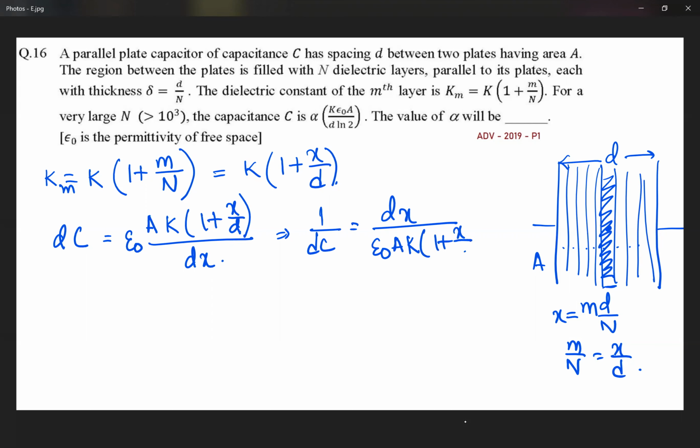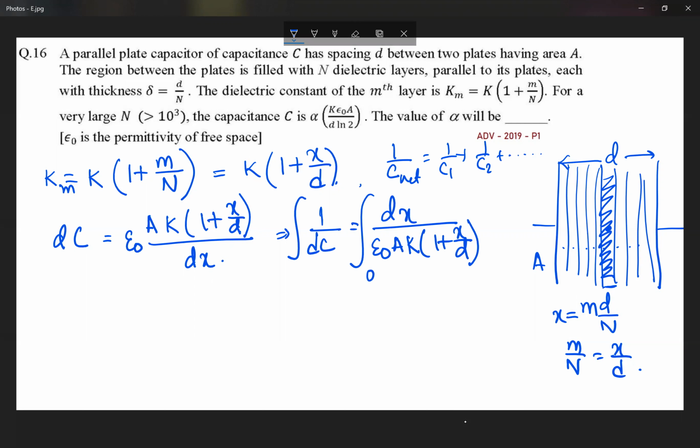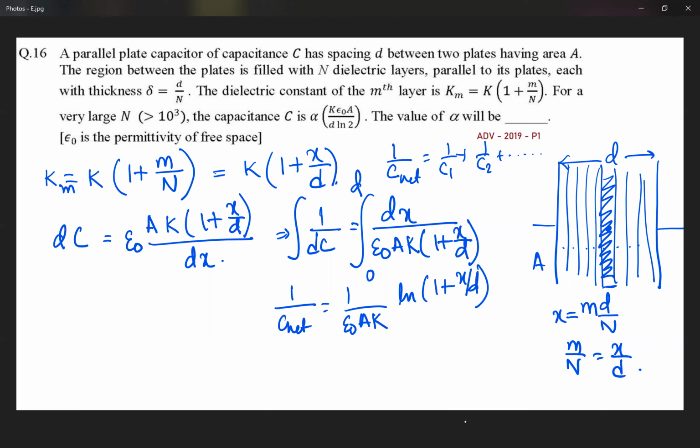+ x/d). 1/dC, because when you take capacitors in series, 1/C net is equal to 1/C1 + 1/C2 + 1/C3, and so on. So we'll first take the reciprocal and then we'll integrate from x equal to 0 to x equal to d. So that will give you 1/C net. 1/C net is equal to 1/(ε0 A K), the integration of 1/(1 + x/d), that is log(1 + x/d) divided by 1/d. You integrate from x equal to 0 to x equal to d.